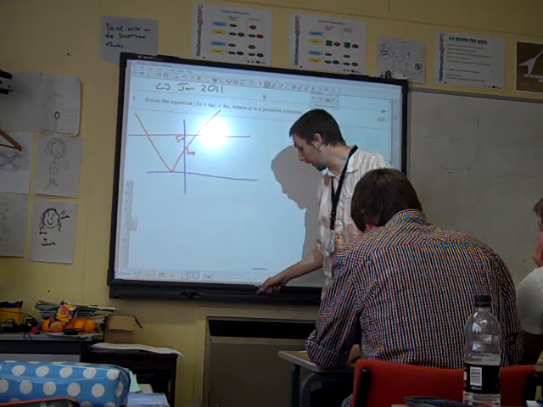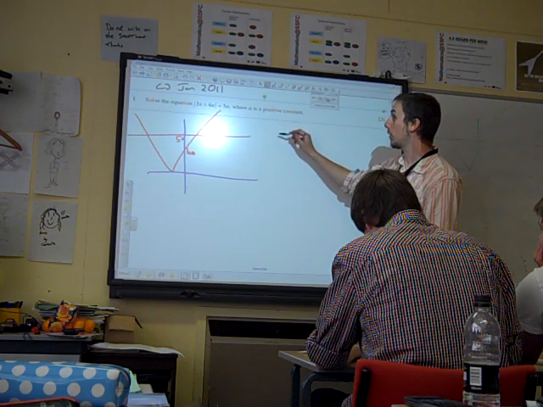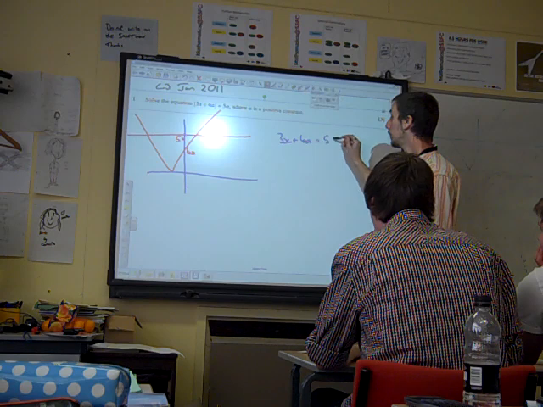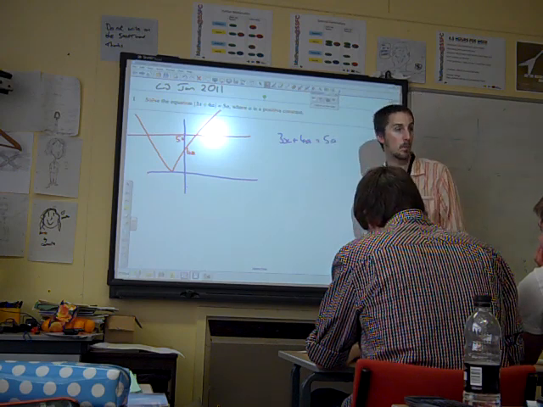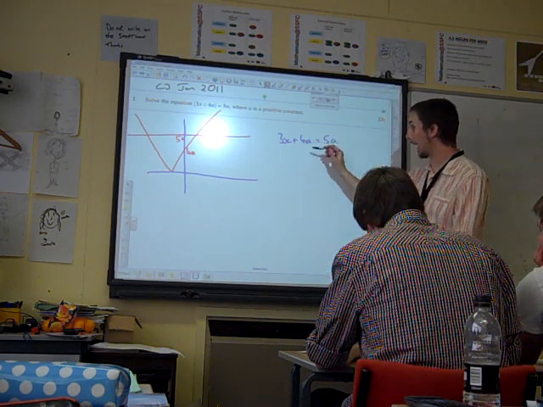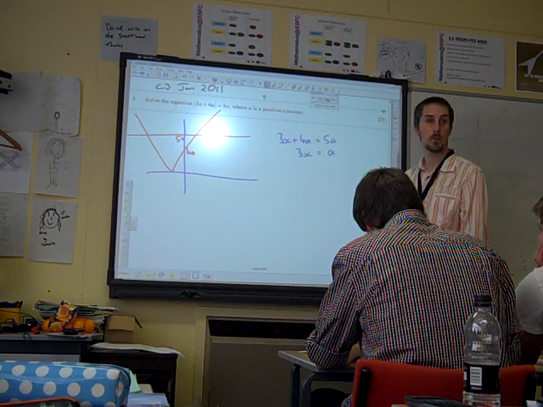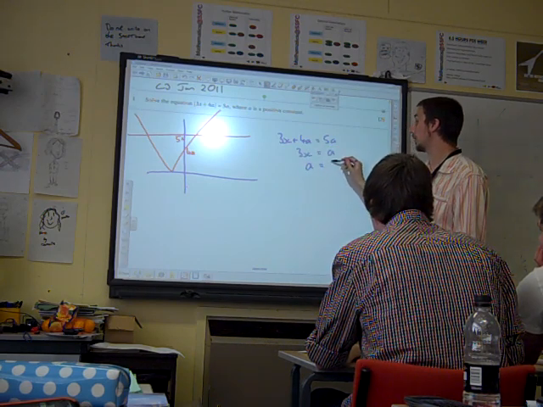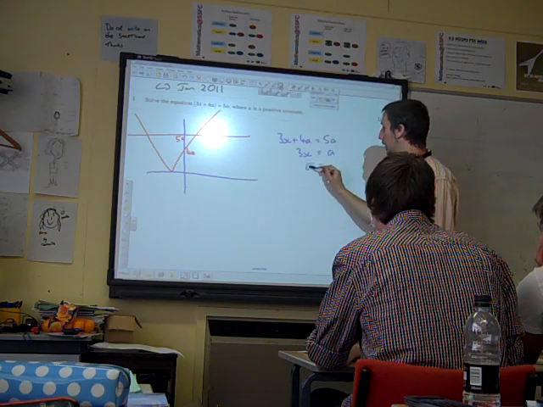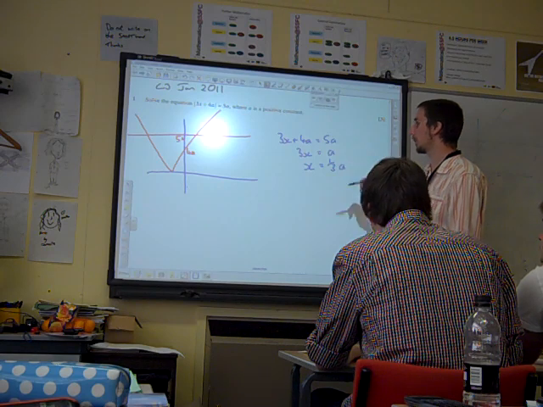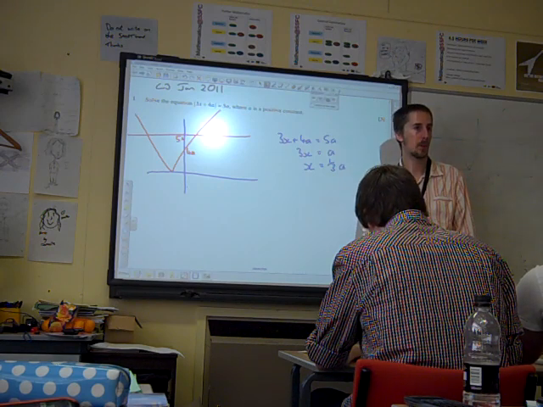So we do our equations here. We put the positive part equal to 5a, and we'll solve that. So we get 3x is a, so x is a third of a, and there we have one answer.